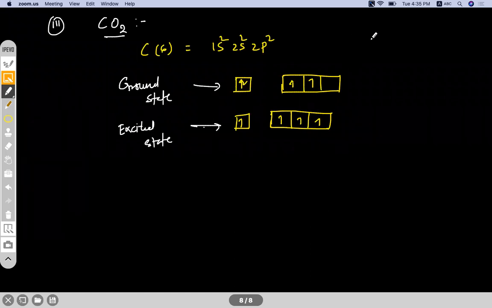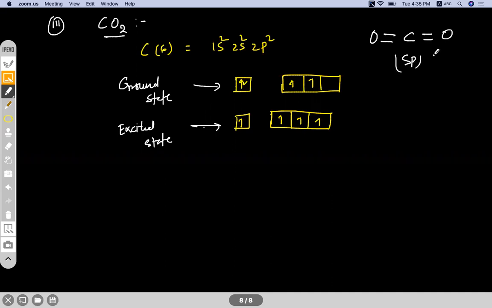You know the structure of CO2? The structure of CO2 is O double bond C double bond O. So if somebody asks you the hybridization of CO2, you can draw the structure and find the number of sigma bonds and lone pairs on the central atom. That is only 1 sigma here and 1 sigma here, so 2 sigma and 0 lone pairs. So it is an sp hybridized carbon atom. That is what you can say directly, right?